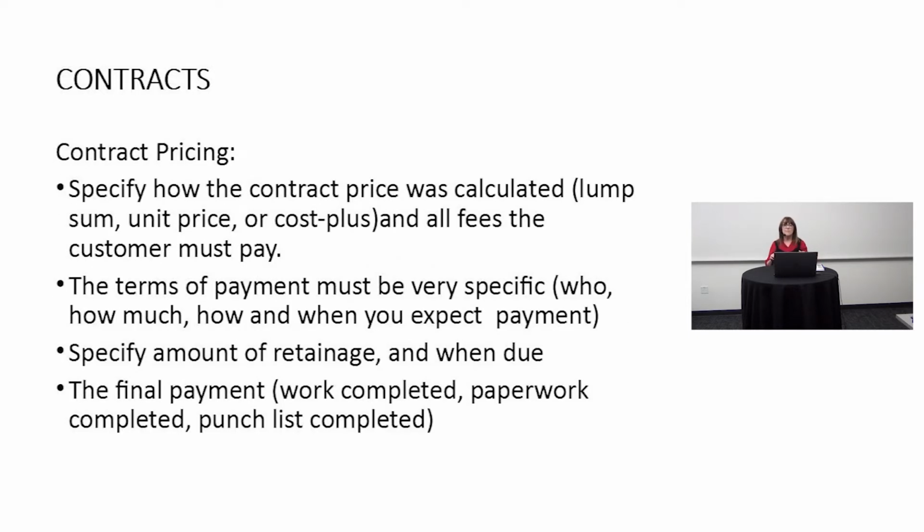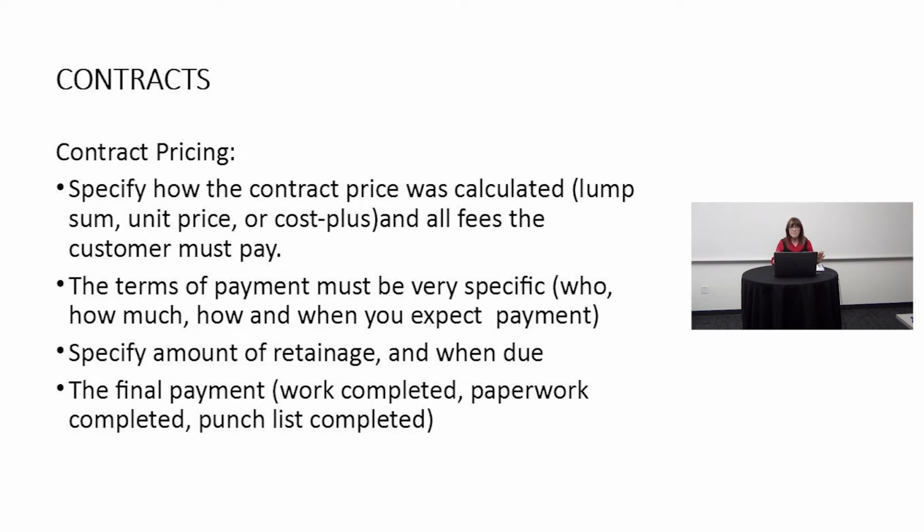Contract pricing. Specify how the contract price was calculated. Was it a lump sum contract, a unit price, or was it a cost plus contract? And specify all the fees the customer must pay. Now let's look at that lump sum. A lump sum contract is the way Lansing Linoleum always bid. We are going to come in and we are going to do this work, carefully explain the work we are going to do, and here is the total price, and that is the price.